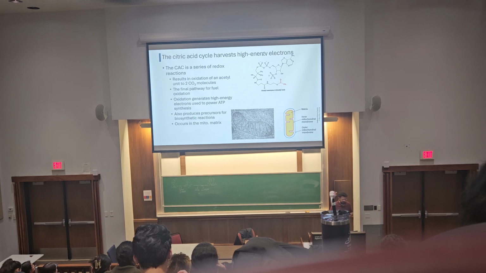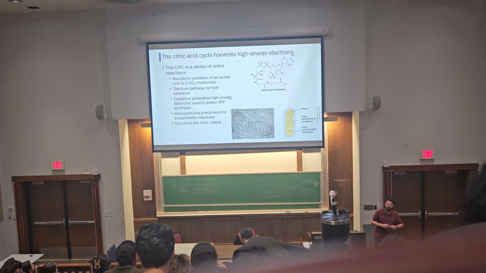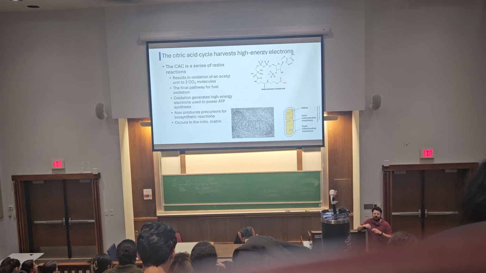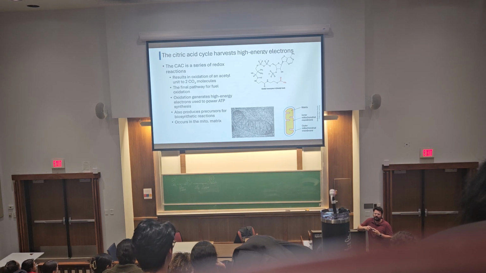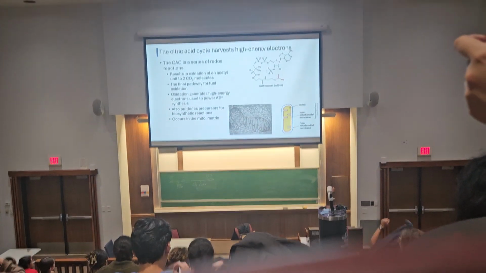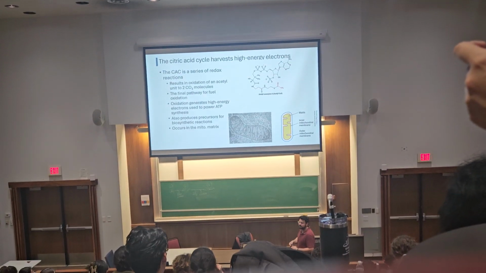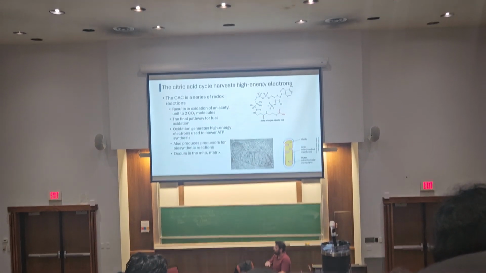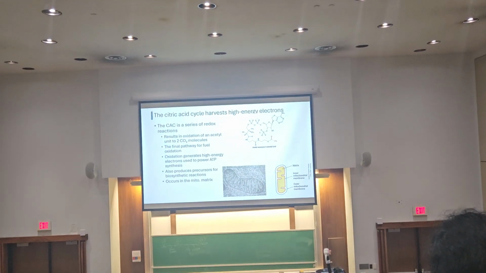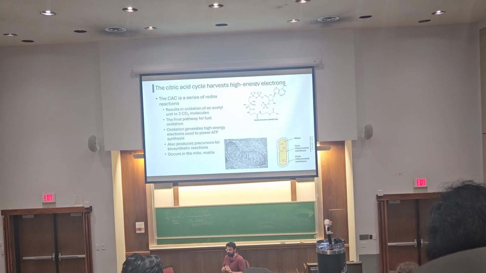The oxidation of these carbons generates high energy electrons, which are going to be used to power ATP synthesis, or the phosphorylation of ADP. And this is kind of confusing when we say high energy electrons. There is no such thing as a high energy electron. An electron is an electron. What we refer to as high energy electrons means that the compound on which those electrons exist will release a lot of energy when those electrons are released. In other words, when that compound is oxidized, it releases a lot of energy.